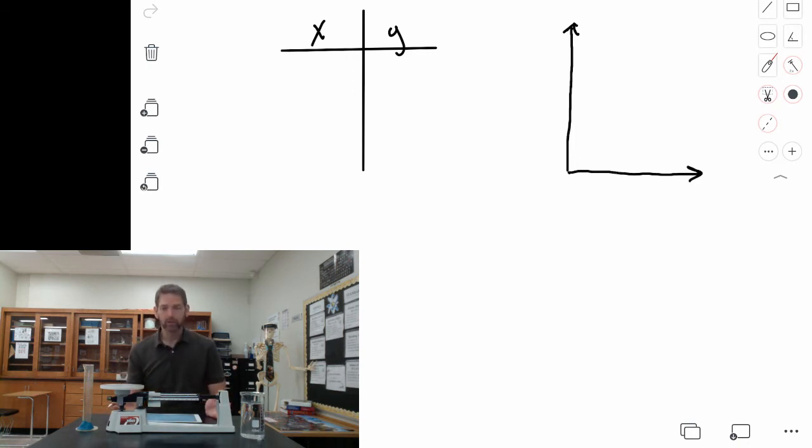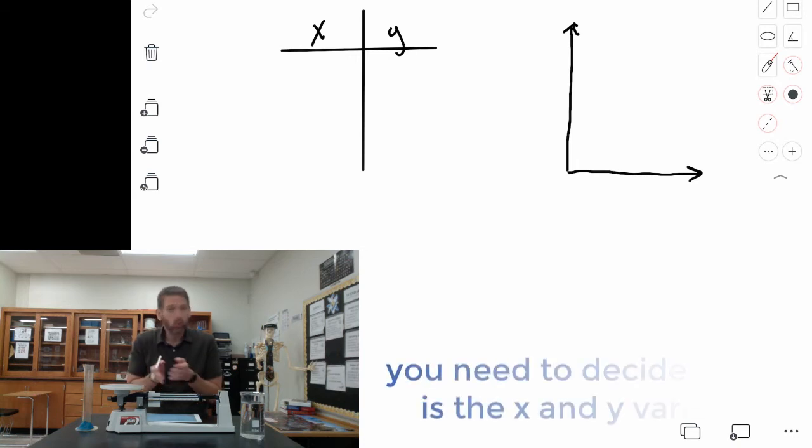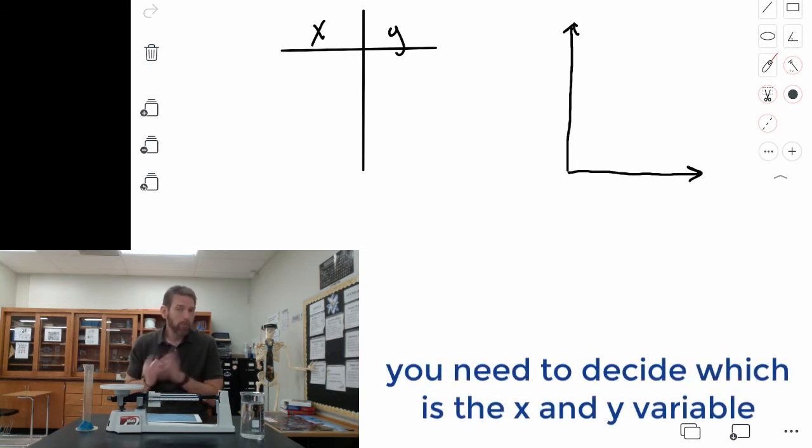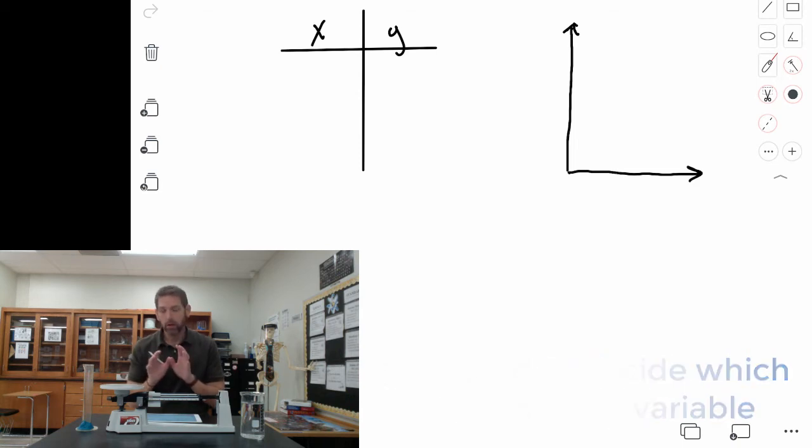And so you're going to have to ask yourself, X and Y, two variables, mass and volume. Which one of these is the X, which one is the Y? That's for you to decide when you're in lab. All right? I'm not going to tell you that here.